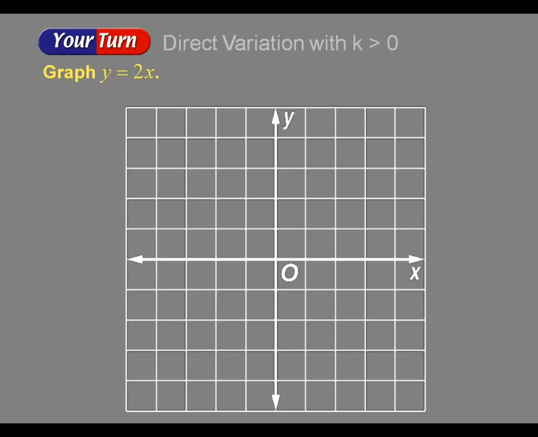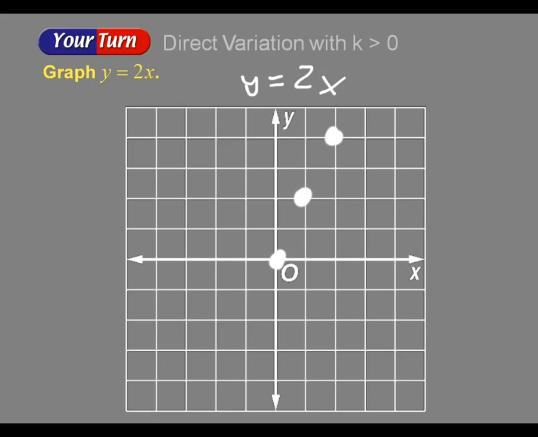Alright, y equals 2x. Let's graph this one. So I'll start at the origin again. Okay. What's the slope of this line? k is 2, so m is 2. The constant variation and slope are the same. So that means I need to go up 2 and to the right 1 because I can write it over 1.